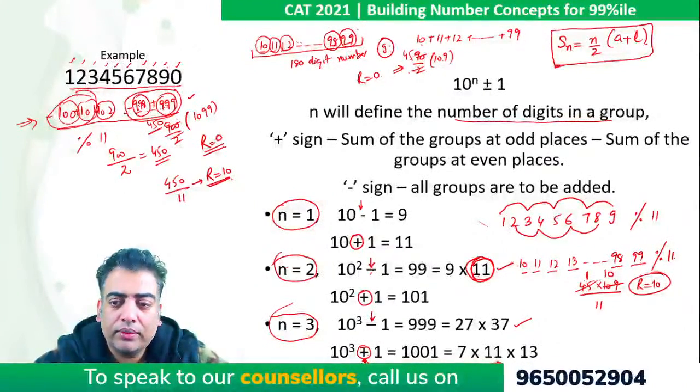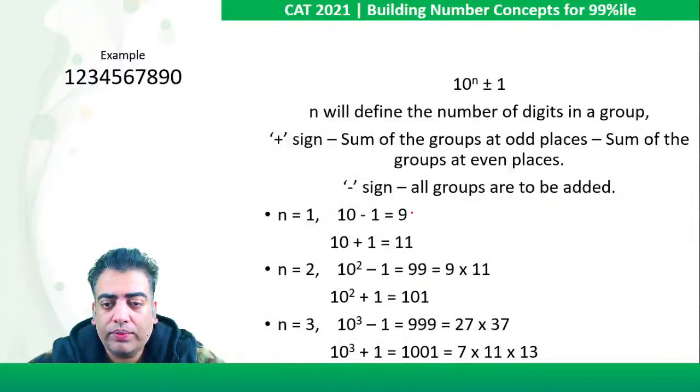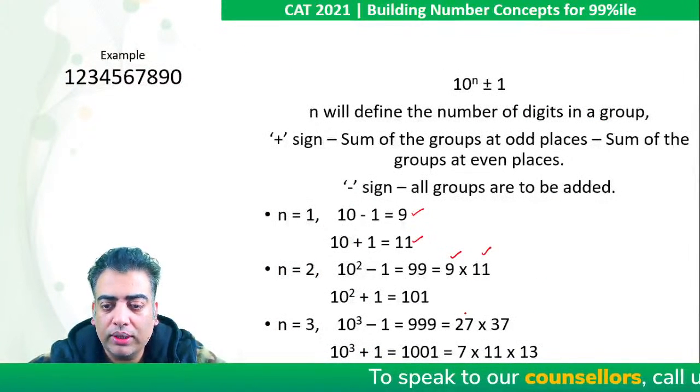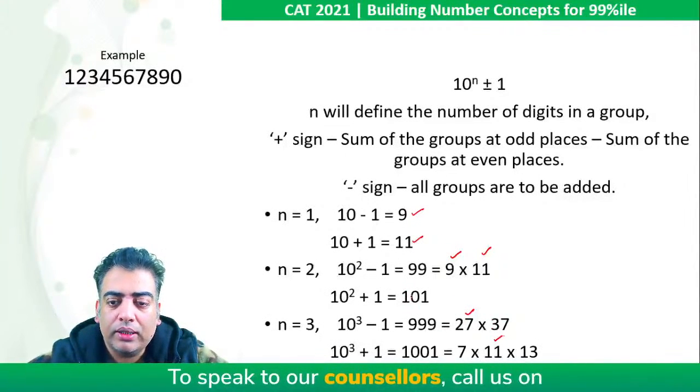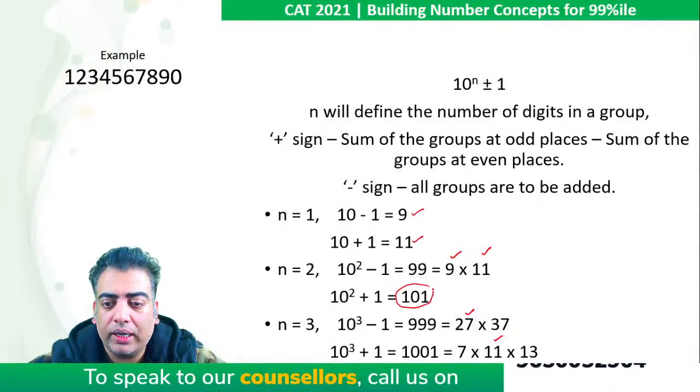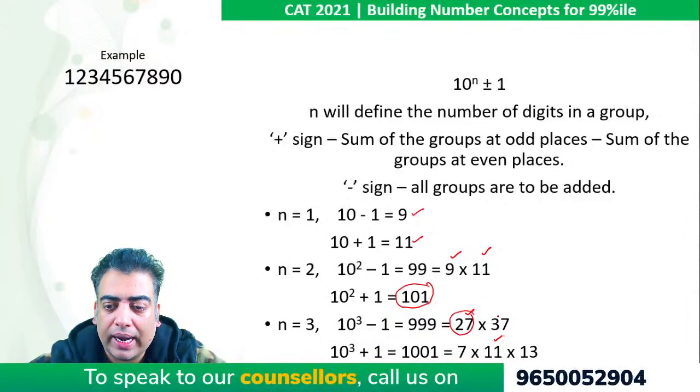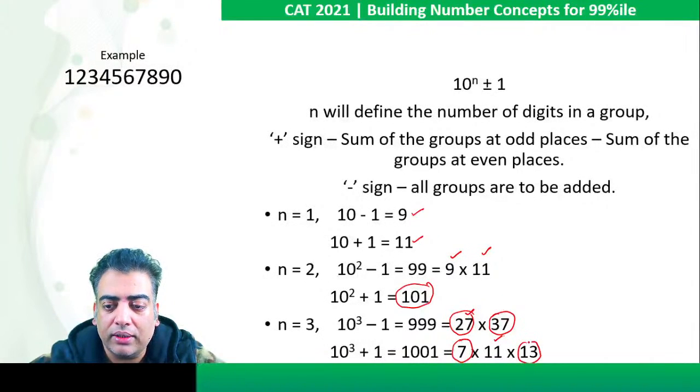All right. So I am going to erase all this. All right. So we will get divisibility rule of 9, 11 here in all these cases. Then we get divisibility rule of 101, divisibility rule of 27 and 37, divisibility rule of 7 and 30.